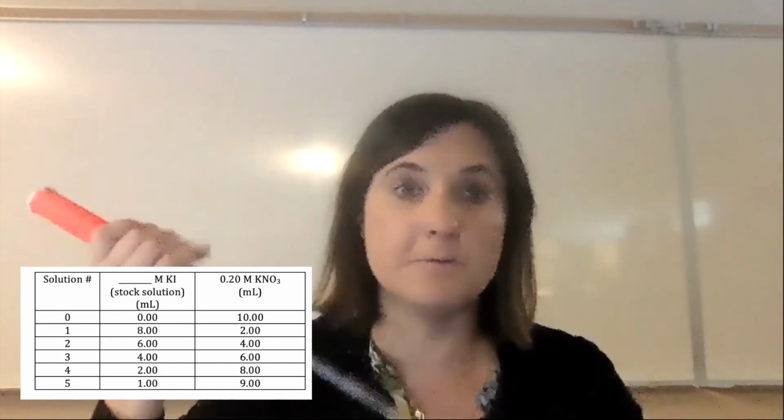Test tube 2, you need 4 mils. Test tube 3, you need 6 mils. Test tube 4, 8 mils. Test tube 5, 9 mils. So you do all your potassium nitrate first.